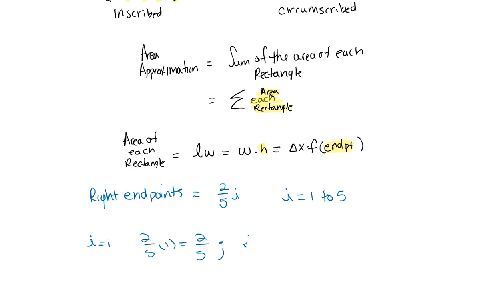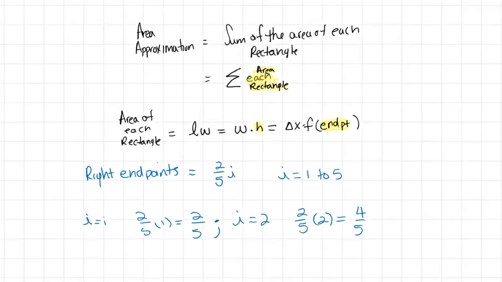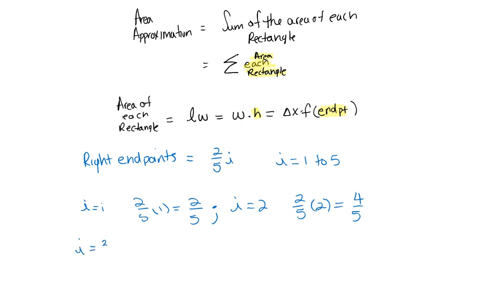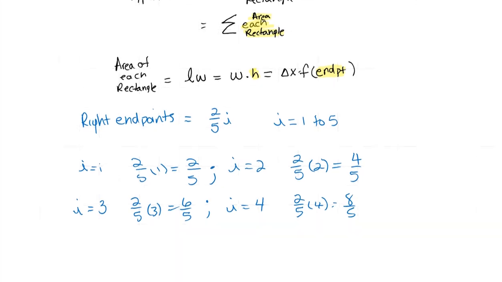For i equals 2, that's 2/5 times 2, that's 4/5. For i equals 3, 2/5 times 3 is 6/5. Then we have i equals 4, that's 2/5 times 4, that's 8/5. And then finally, if i equals 5, we have 2/5 times 5, that's 10/5, which is 2.